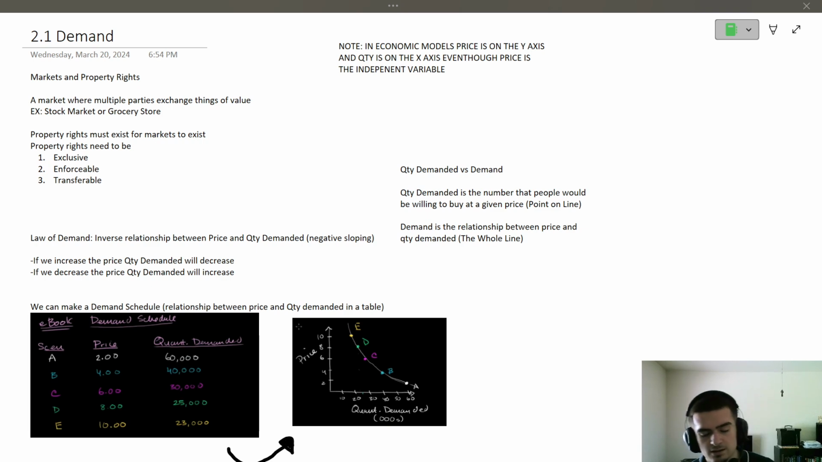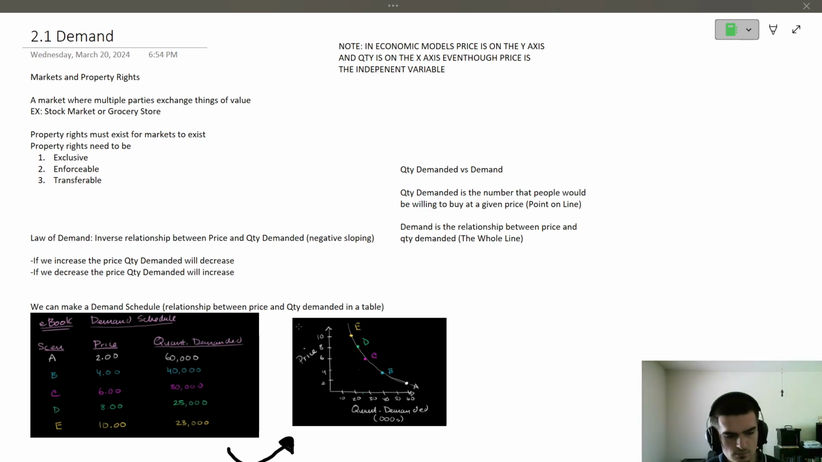So before we get into this, I will mention this real quick. Those of you who come from science are probably familiar with your independent variable being on your x-axis and your dependent variable being on your y-axis. But in economics, it's the opposite, where price is on the y-axis, even though it's an independent variable, and quantity is on the x-axis, despite it being the dependent variable.